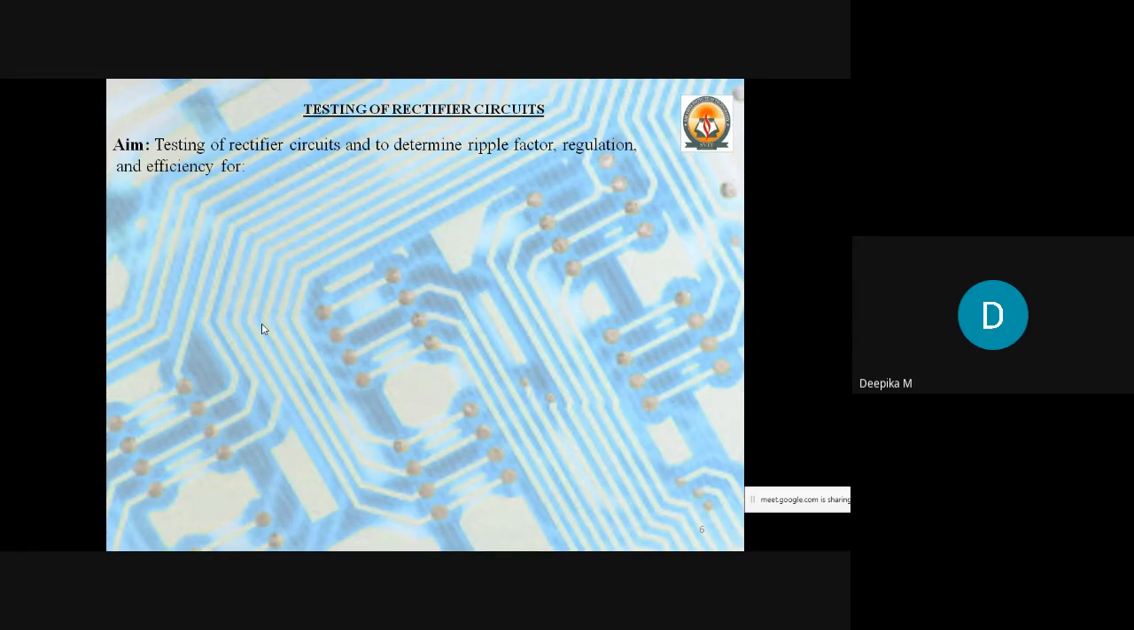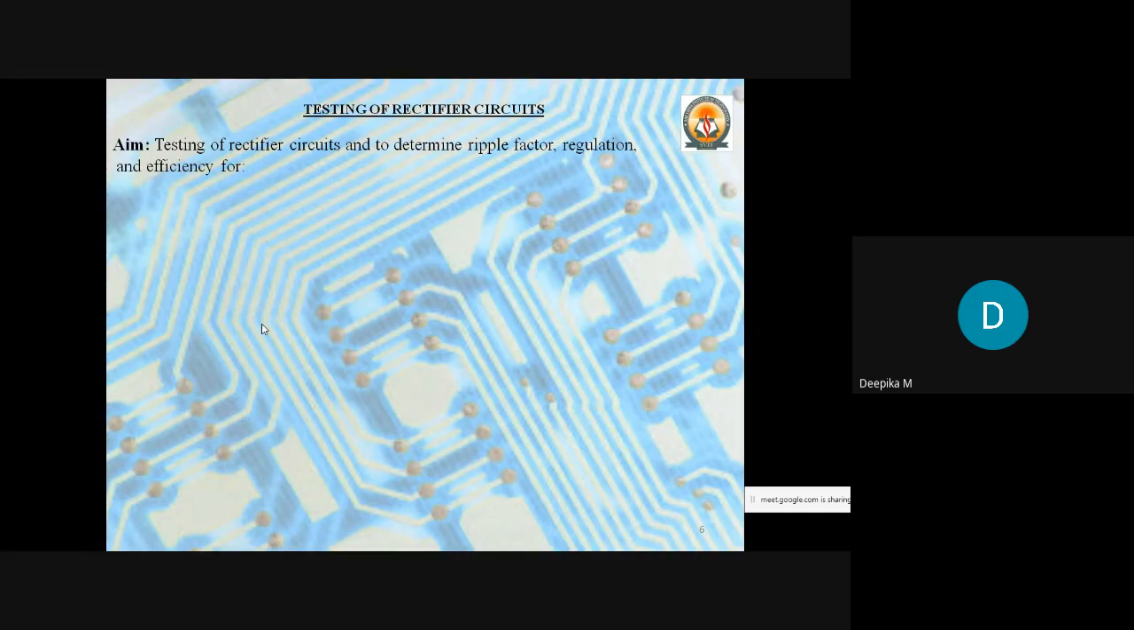So that is actually the basic application of the diode. So in this experiment, the aim is the testing of the rectifier circuit. That means we are going to build, or rig up, the circuit, and we are going to test whether the output is in the required form or not. So that we are going to study in this.